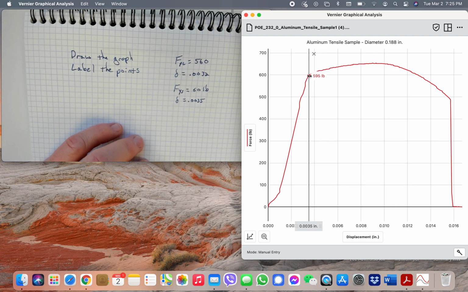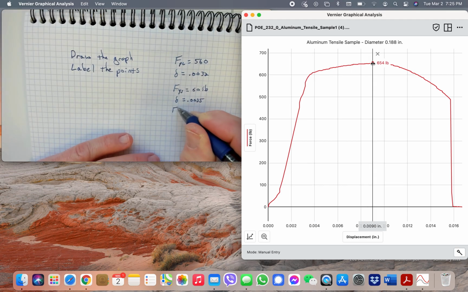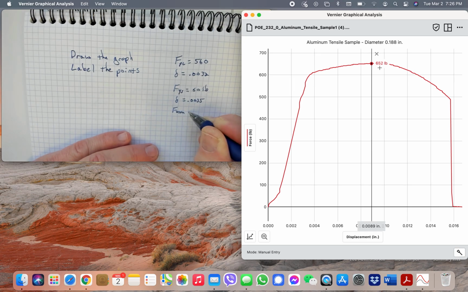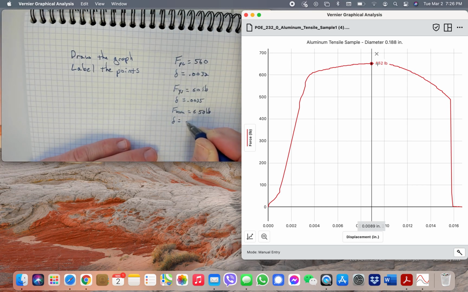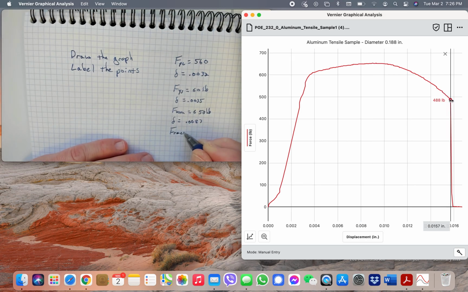We also want the ultimate. The ultimate is about right there, so we're going to write that down. The ultimate strength, the force at that point, is around 652. And the elongation is 0.0087. And then you have fracture. Fracture is right there at 488. So it's 488, and the total elongation was 0.0157, and that's inches.